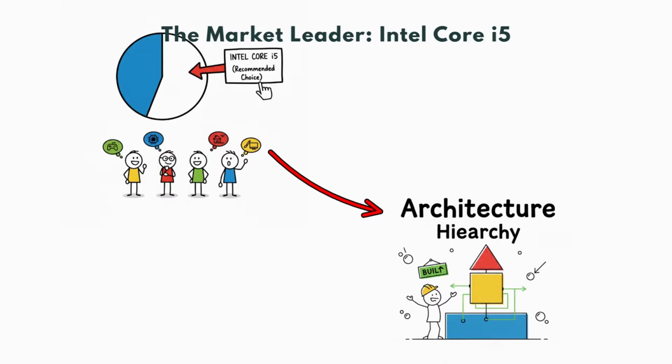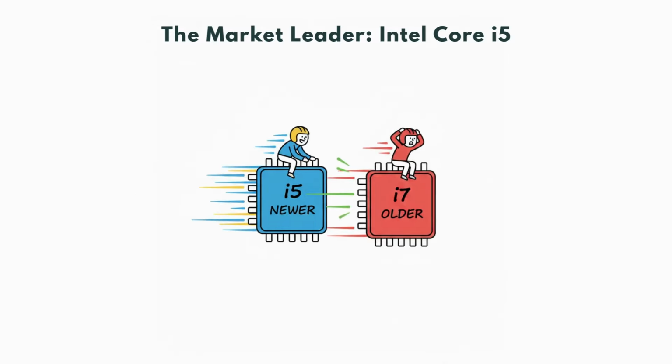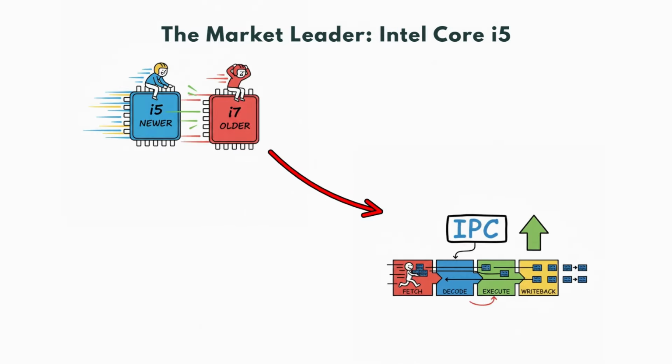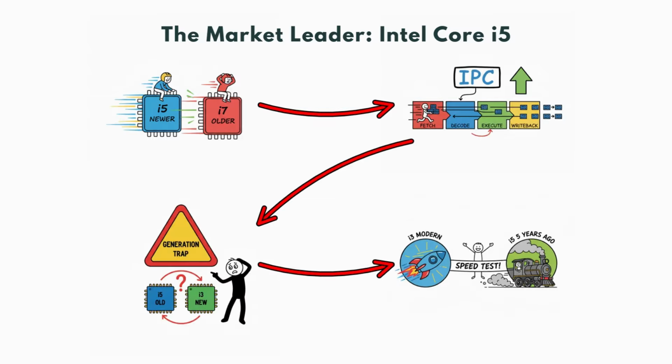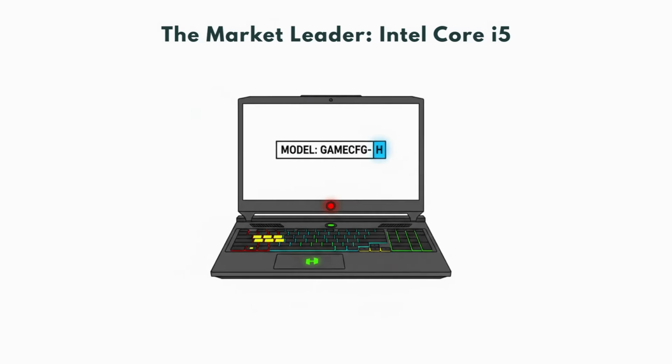The killer feature is the architecture hierarchy. A newer generation i5 often outperforms an older generation i7 due to IPC, instructions per clock improvements. However, users must watch out for the generation trap. A modern Core i3 can actually outperform an i5 from 5 years ago.